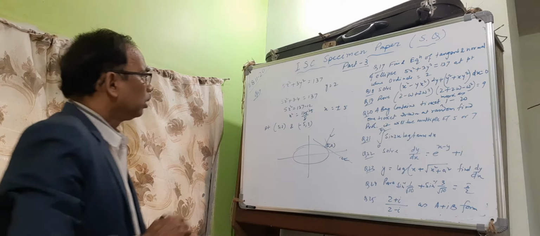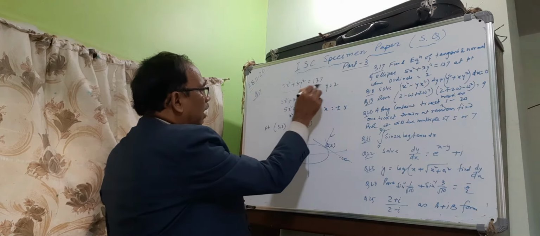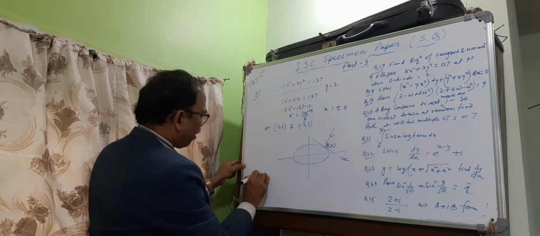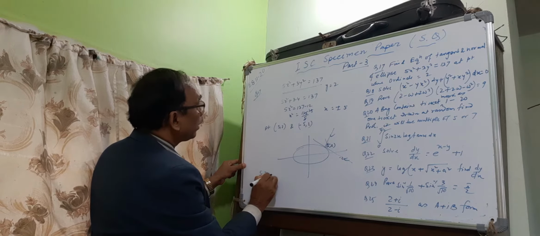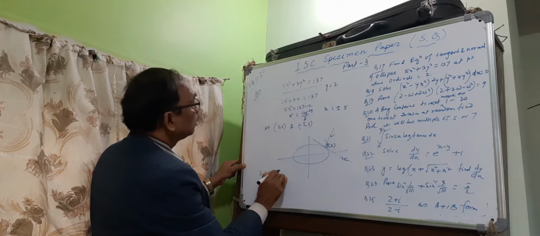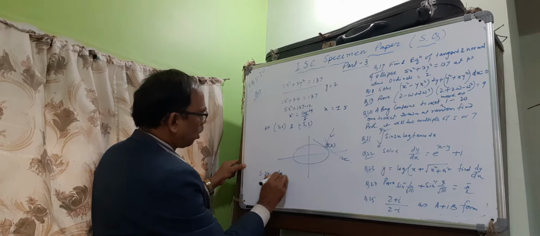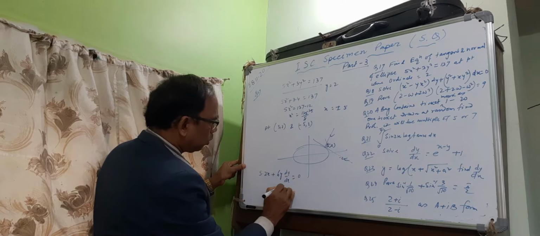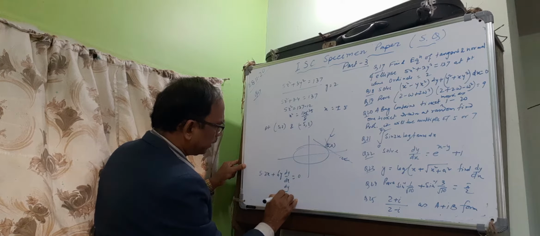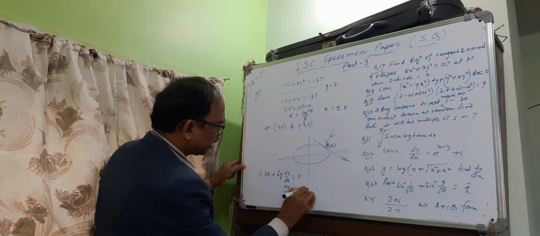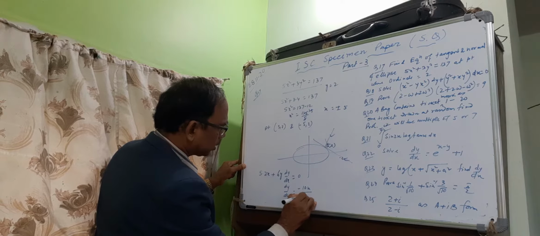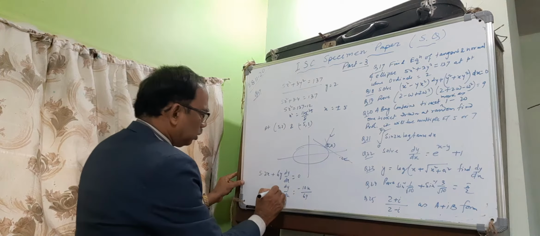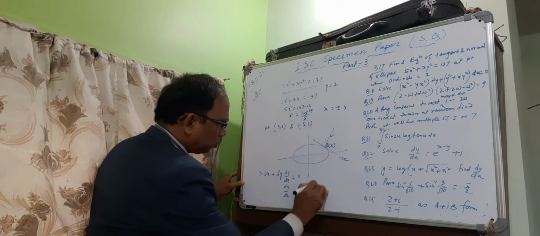So here you have the equation of the curve, the ellipse. Now differentiating, that is 5 into 2x plus 6y dy by dx equals 0. Then dy by dx equals minus 10x by 6y. Now dy by dx at the point (5, 2).